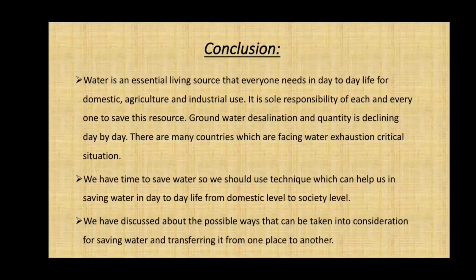Let's conclude our project. Water is an essential living source that everyone needs in day-to-day life for domestic, agricultural and industrial use. We have time to save water, so we should use techniques which can help us in saving water in day-to-day life at the domestic level and the society level. We have discussed the possible ways that can be taken into consideration for saving water and transferring it from one place to another. Thank you.